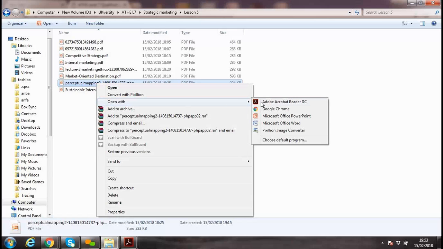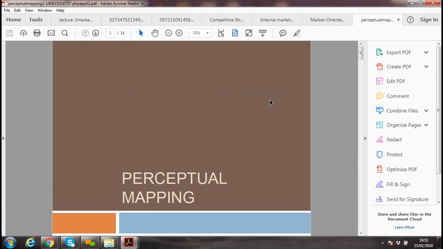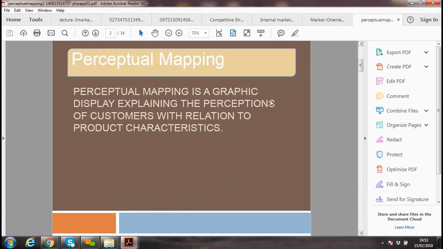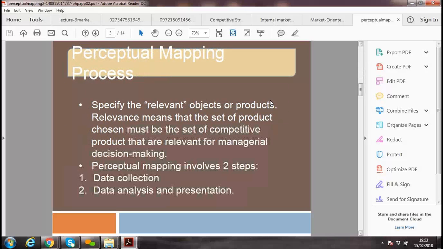As a company, what is our position within an industry? Perceptual mapping is a graphic display explaining the customer's perception in relation to the product and its characteristics. A perceptual map helps you understand what the consumer thinks about your brand, and what the consumer thinks about the competitors' brands. A perceptual map helps to build an effective marketing strategy.